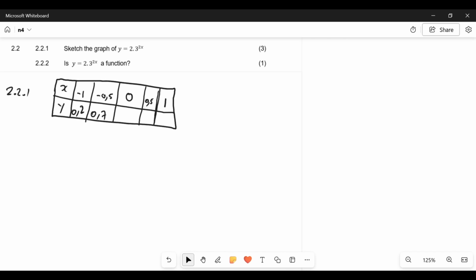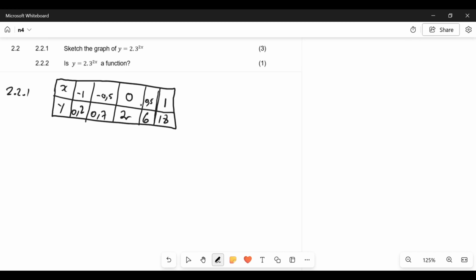Then when our x is 0, what's going to be our y there? Our y is going to be 2. There we go. Now when our x is 0.5, what's going to be our y? Our y is going to be 6. And then when x is 1, what is going to be our y? Now if we put that on a calculator, it's going to give us 18.